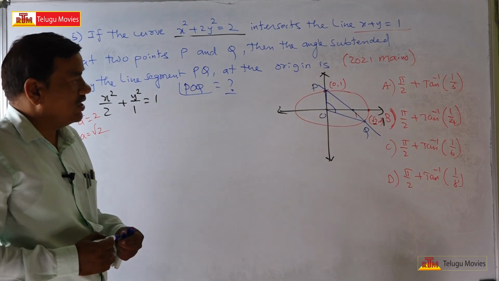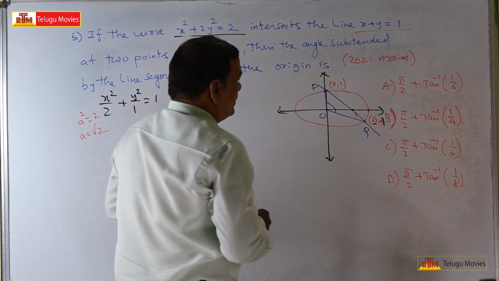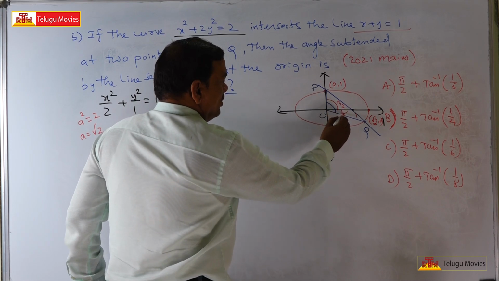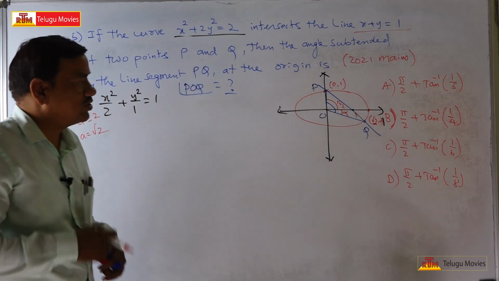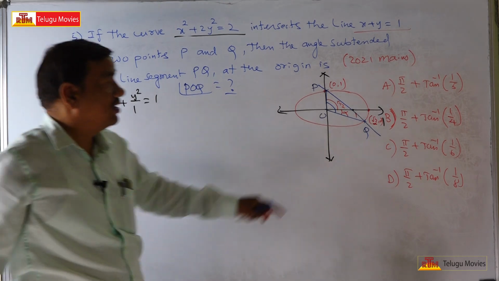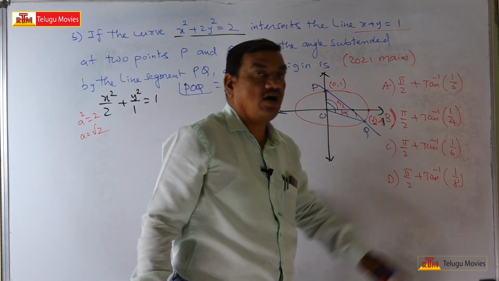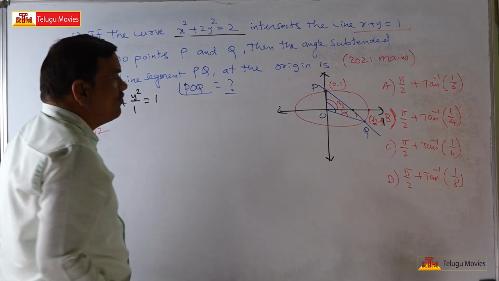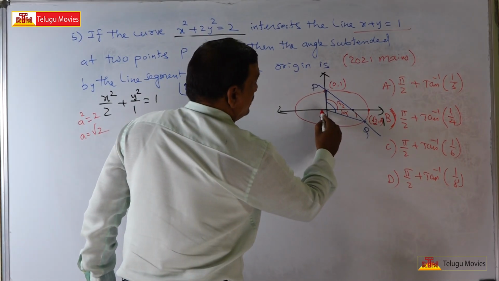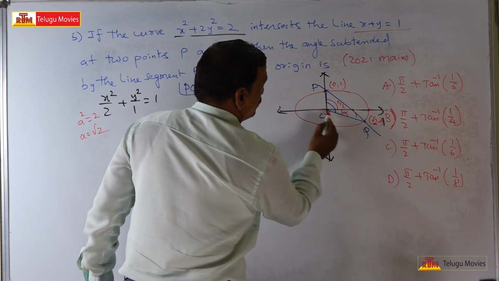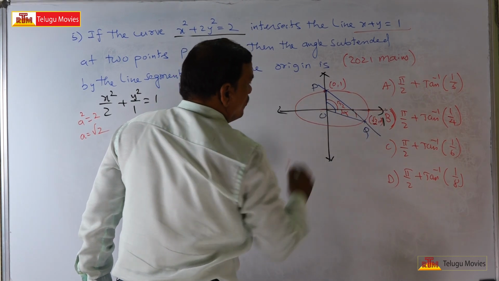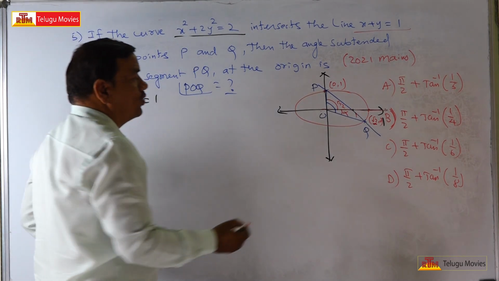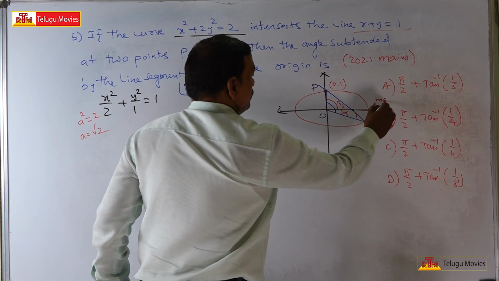So if you observe, up to here it is 90 degrees, up to here it is pi by 2. If you find out this angle alpha, the problem is over. So total angle is pi by 2 plus alpha. Observe that all options are pi by 2 plus something. If you want to find this angle, you have to find the slope of OX and the slope of OQ. OX is nothing but the x-axis, and you know the slope is equal to 0.